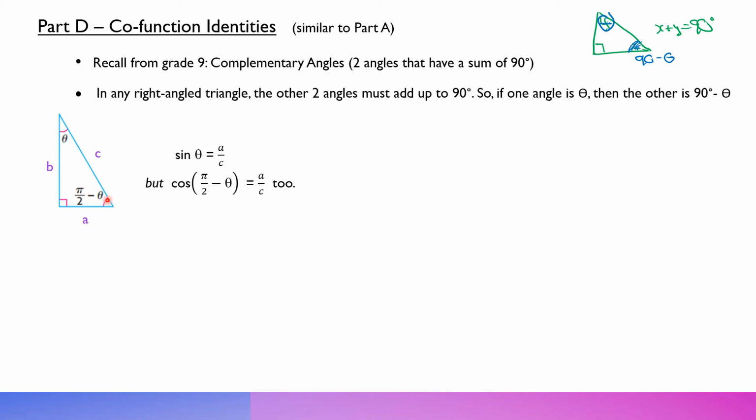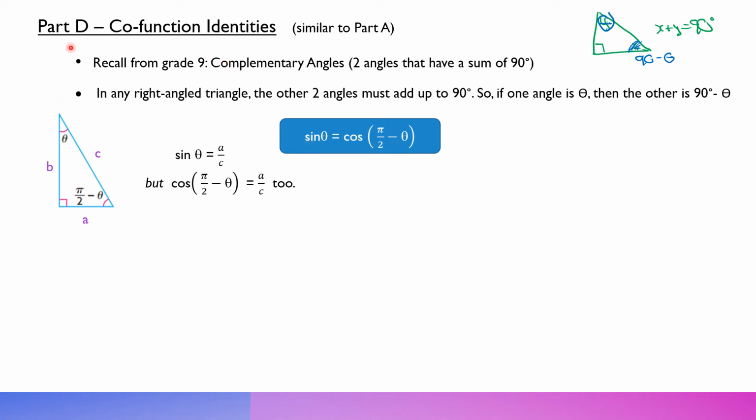But if we look at this angle, and I want to talk about cos of this angle, cos is adjacent over hypotenuse. That's also A over C too. So you can see how we're coming up with another identity. So if sine of theta is A over C, and cos of this angle is also A over C, then we can make the conclusion that this sine theta, that's this left side, is equal to the right side, cos of pi over 2 minus theta, because they're both equal to A over C.